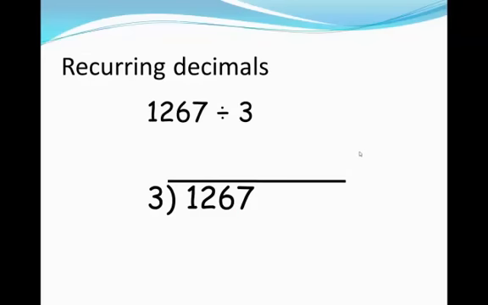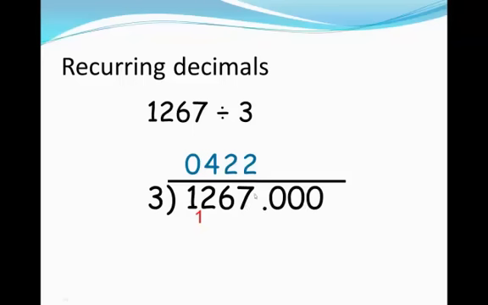Now sometimes you may get a number that doesn't terminate. It doesn't stop, it keeps going. So let's have a look at a problem like that. We have 1,267 divided by 3. So 3 goes into 1 0 times, and we carry the 1. 3 goes into 12 4 times with no remainder. 3 goes into 6 2 times. 3 goes into 7 twice. Now we're going to put in our decimal point with our 0.